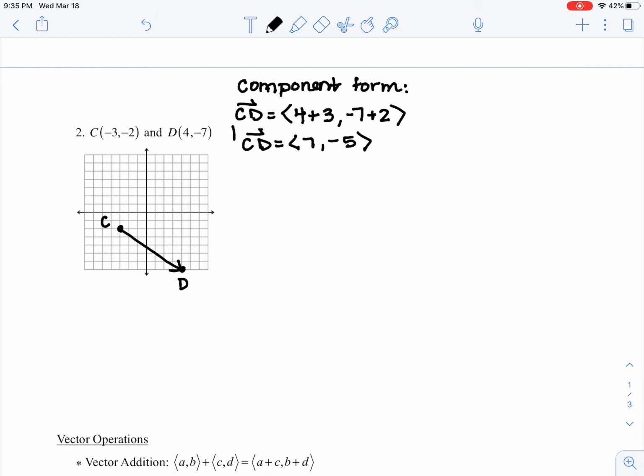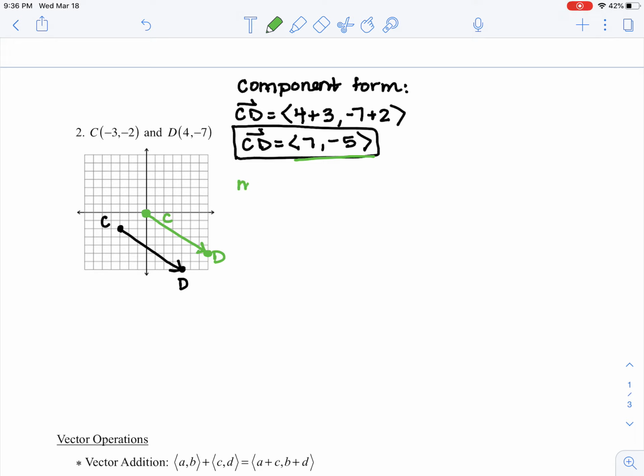We can then use our component form to graph the vector in standard position. So on our graph, standard position has the initial point at the origin at 0, 0, and the terminal point at the coordinates of our component form. So the terminal point will be at 7, -5. So here's vector CD in standard position.